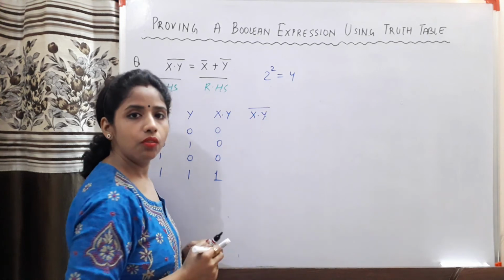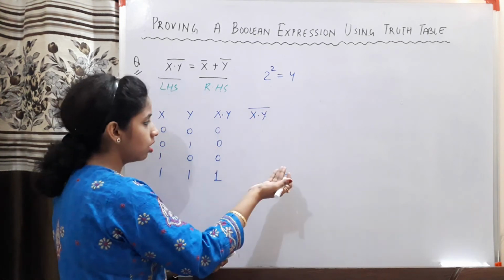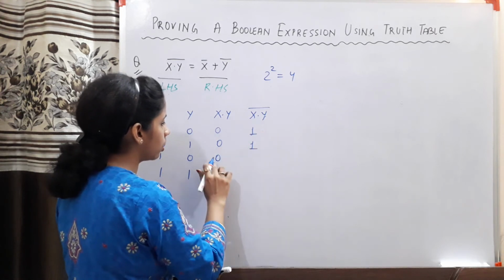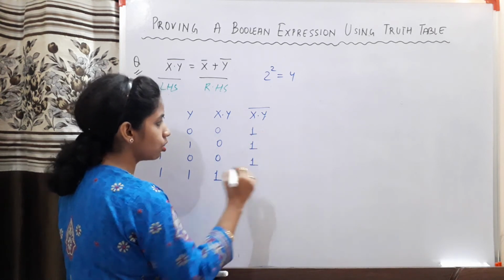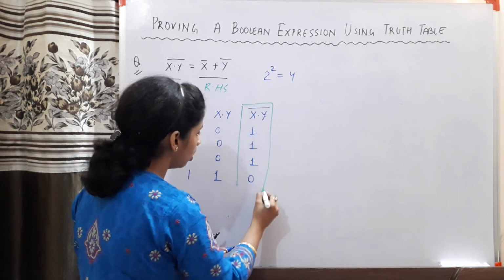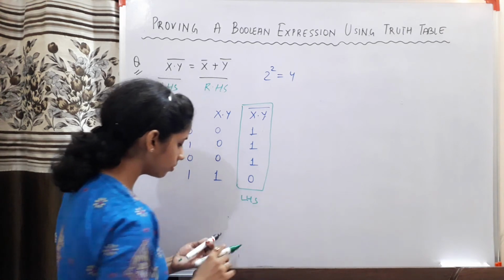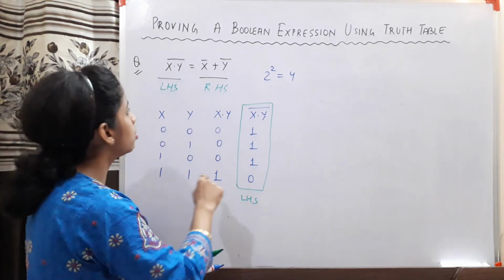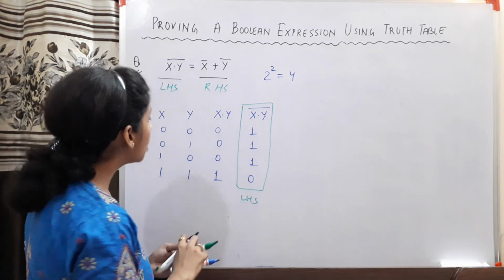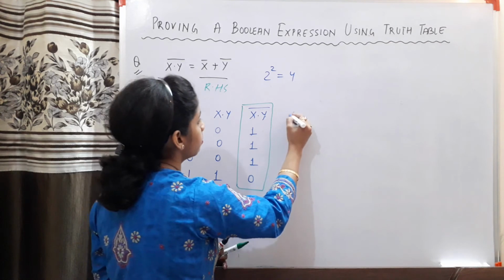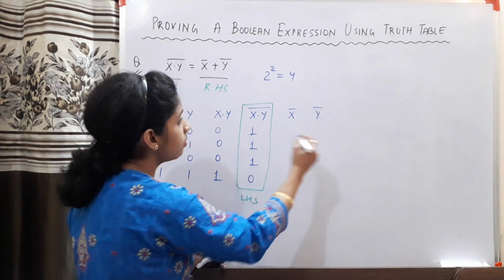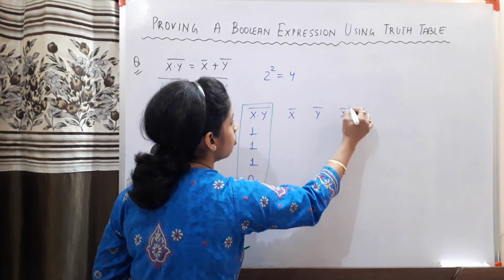What happens in whole bar? You have to just invert the inputs. So this is going to be 1, this is also going to be 1, this is also going to be 1, and this is going to be 0. So you have found the left hand side expression. Now I am using the same truth table to find out the right hand side expression also. So for finding the right hand side expression, I need to first of all find x bar. Okay, and then I need to find y bar, and then I will find x bar plus y bar.